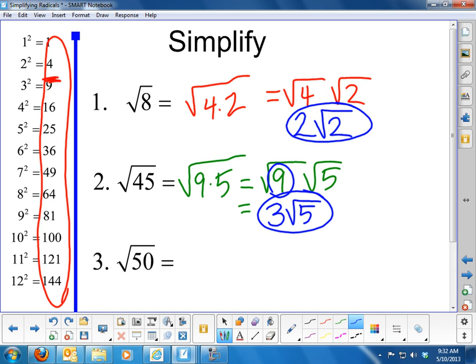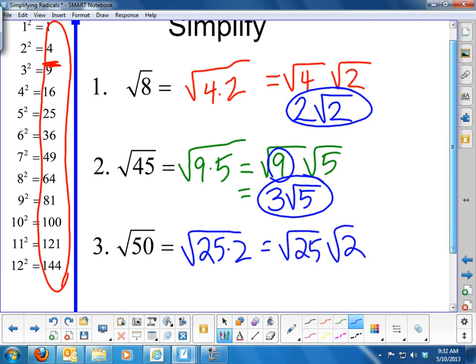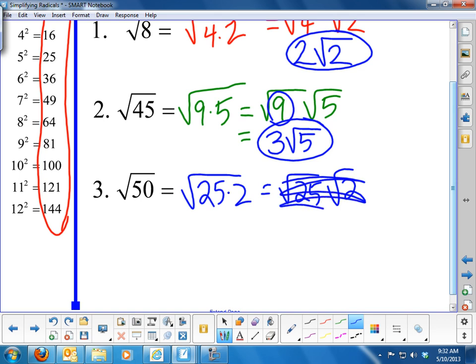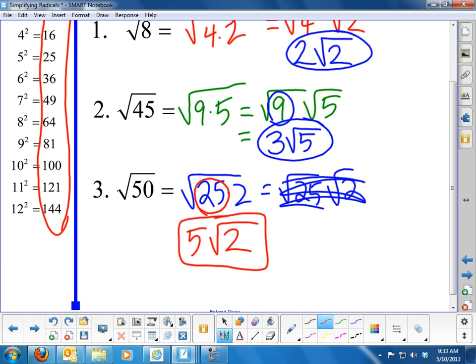I want you to think this one to yourself. What is a factor of 50 that's a perfect square? That's going to be 25 times 2. Now, if you need to keep writing this as the square root of 25 times the square root of 2, you're welcome to, or you can skip that step, and what you could do is circle all your perfect squares, and then you know that you need to take the square root of that. So the square root of 25 is 5. That goes outside my square root symbol because it's no longer in a square root because I took the square root. So I'm done with that. So I have 5 square roots of 2 as my answer.